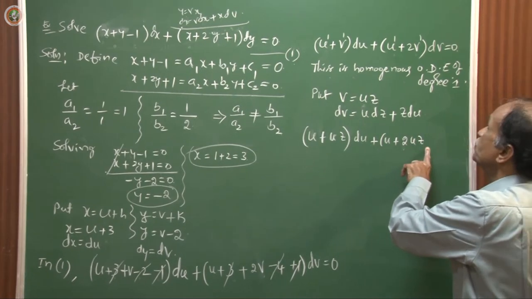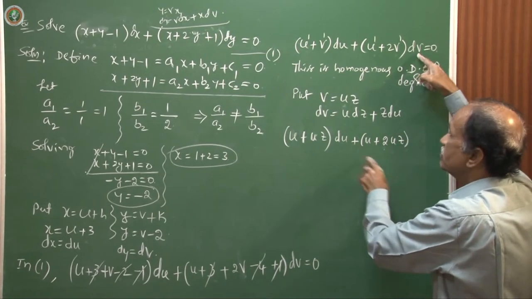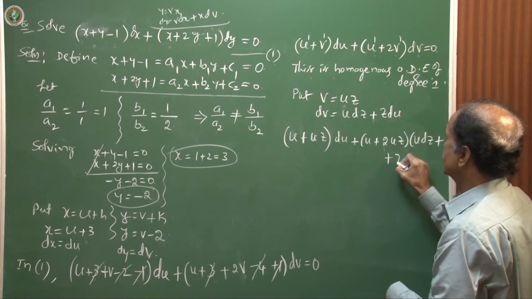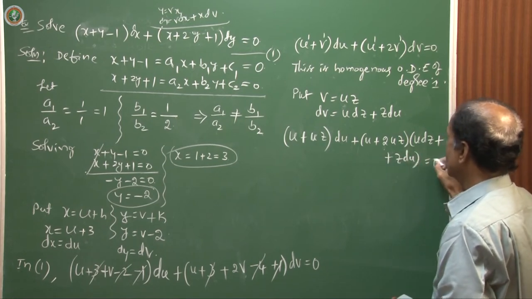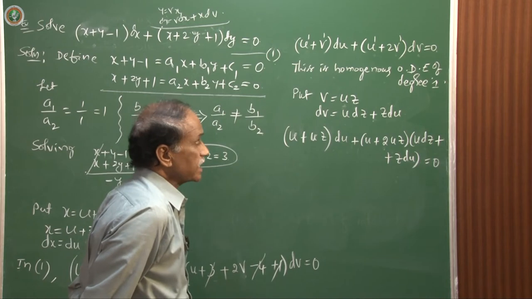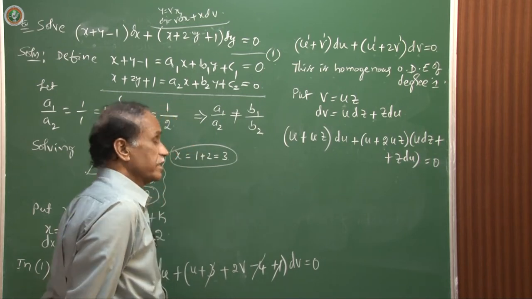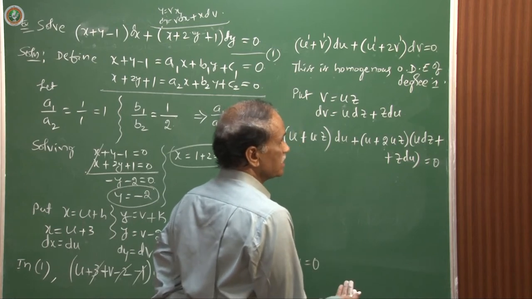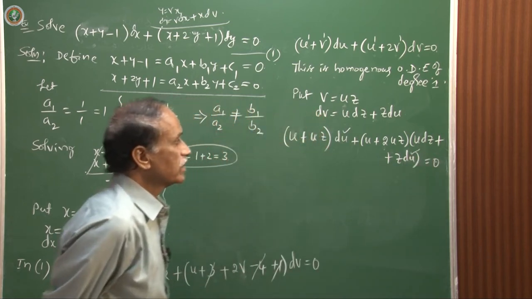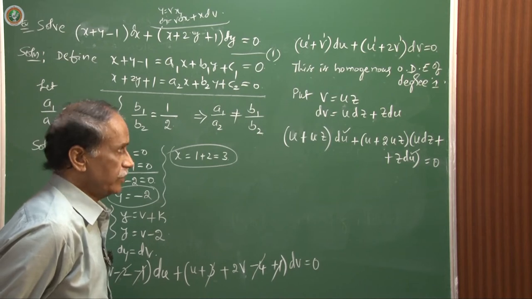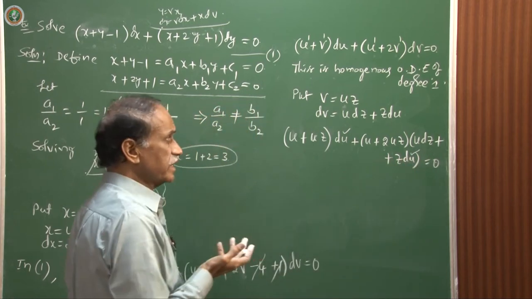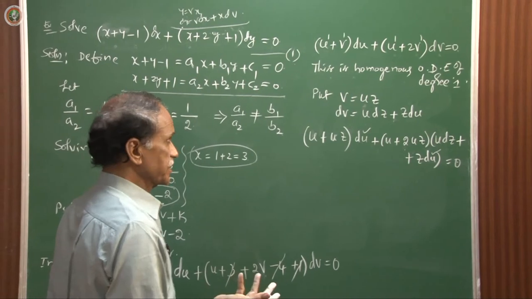U plus 2uz, okay, and then in place of dv, this quantity is to be substituted. That is u into dz plus z into du. This is equal to 0. Now, after this, you have to collect the common coefficients of the common derivatives. What are the common derivatives appeared in this step? One is du and another one is dz here. Therefore, you can collect the common coefficients of du, put it in the first position, and second position it is dz. Then you can rearrange the terms for integration.